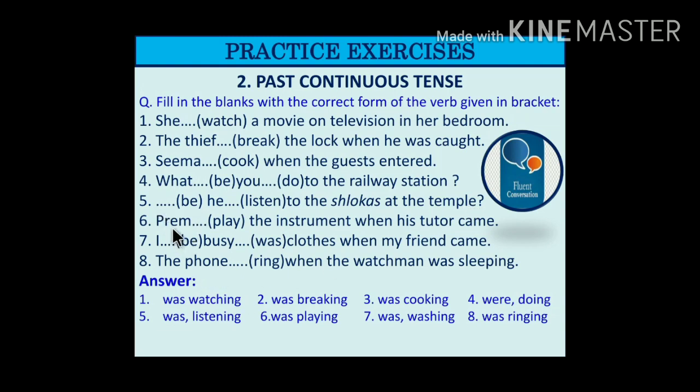Then Prem, singular. Was playing. Then I. 8 forms of be verb. Was or were are suitable for past tense. So check was or were. For I, was washing. Yes, I was washing clothes. Then the phone was ringing.